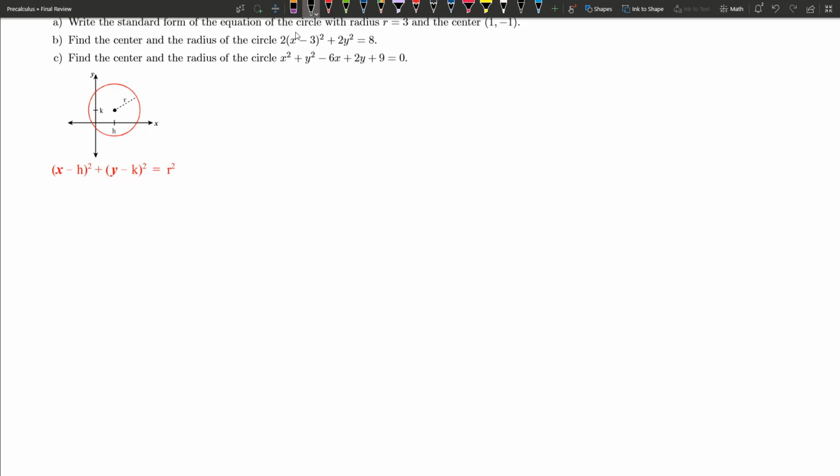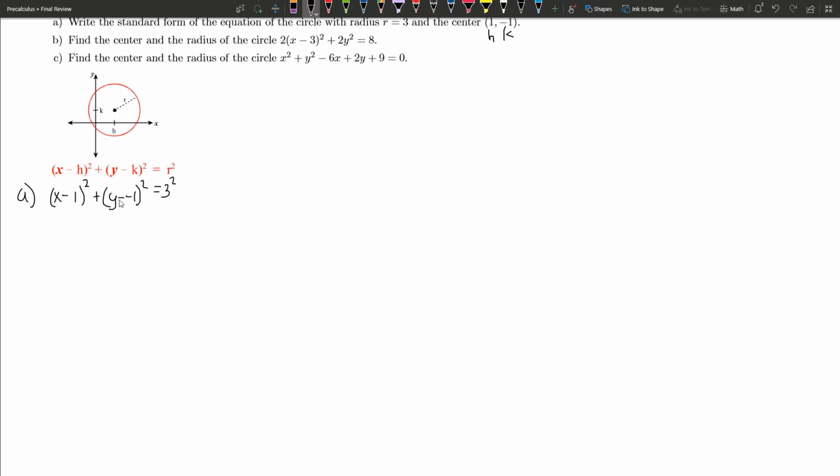So write the standard form of the equation of the circle with radius r equal 3. That means instead of putting that r there, we're going to have a 3, so that's 3 squared. And center (1, -1). Now this is my h, and this is going to be my k. So let's just plop it in. So x, that minus must stay there, 1 squared plus y minus, now my k is a negative 1, so I'll have a minus a negative 1 squared.